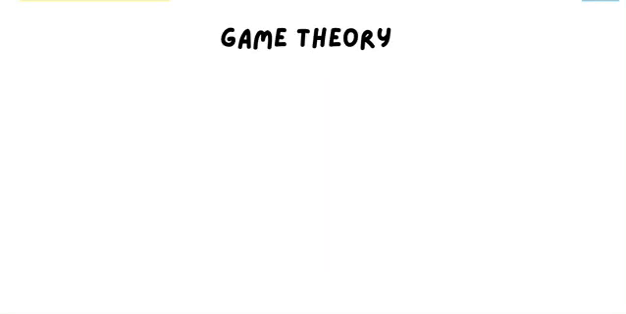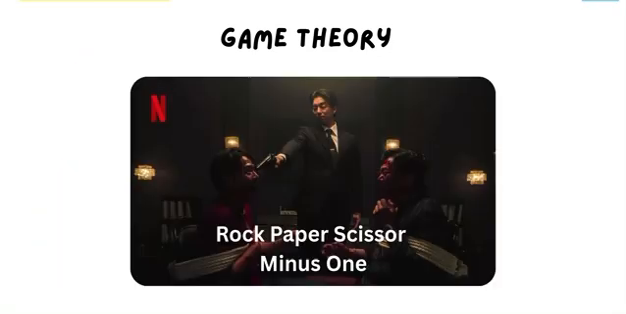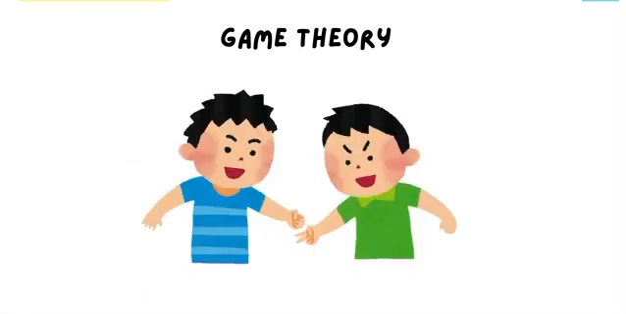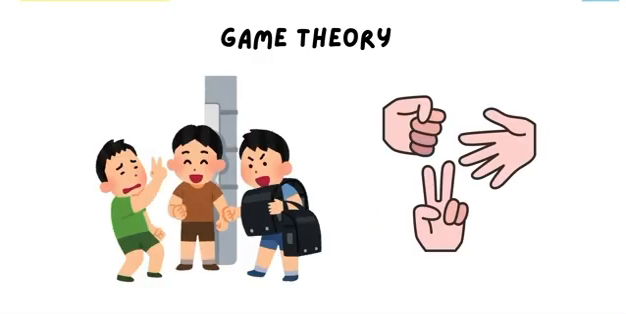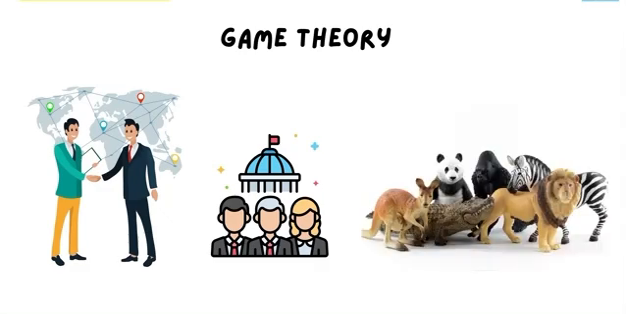Then we have game theory. Game theory isn't just about playing games, it's about making smart decisions in competitive situations. Each player has choices, or strategies. The outcome depends on everyone's decisions, not just one person's, and the goal is often to maximize rewards or minimize losses. Businesses, governments, and even nature use game theory to predict behavior and find the best strategies.